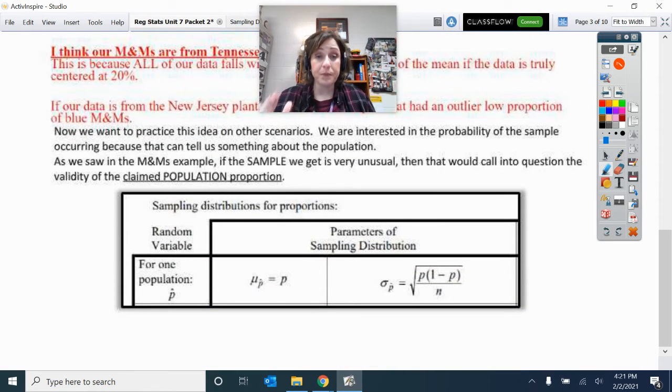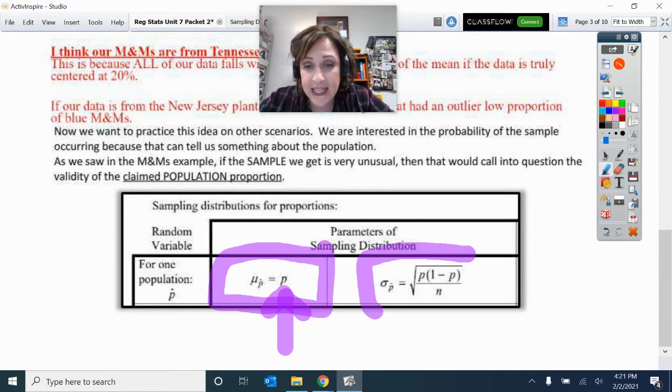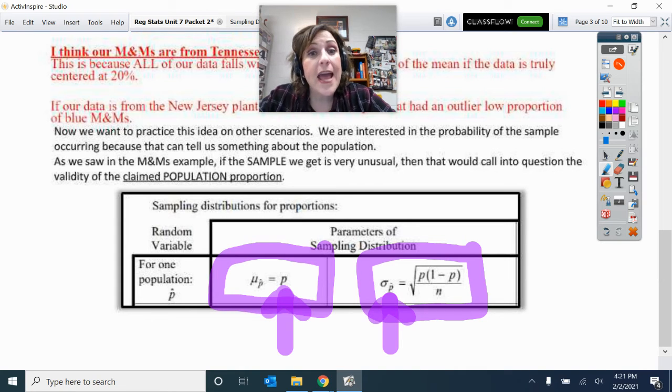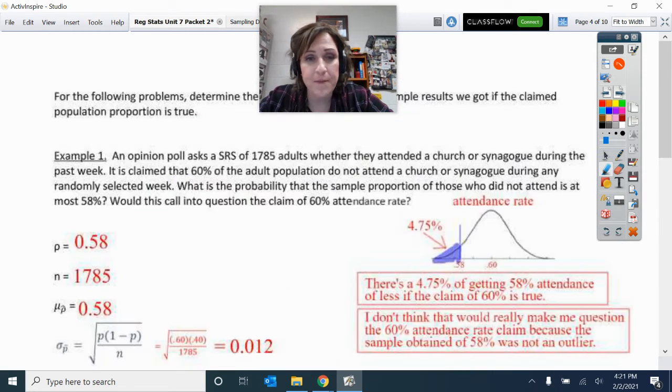Okay, so what we need to remember is these formulas. We actually don't have to have them memorized. These will always be given to us. So the center of all our samples should be centered where the claimed percent is. And then this is telling me how varied, how big the standard deviation for our samples is allowed to be, or is going to be. And then from that, we can now do normal model math because I have this normal distribution of data, unimodal, symmetric.